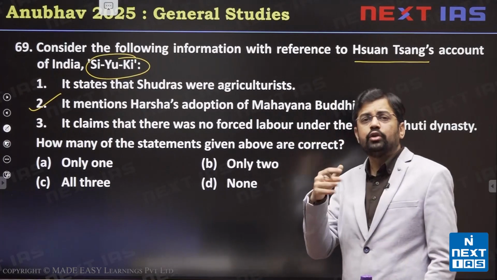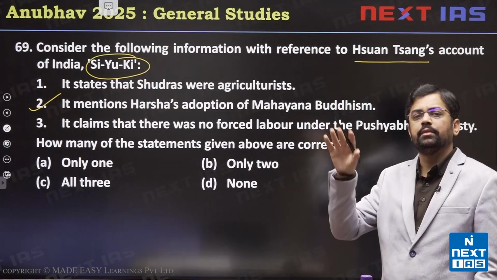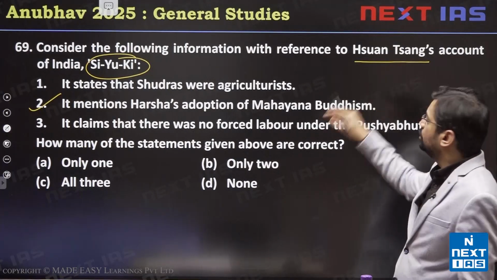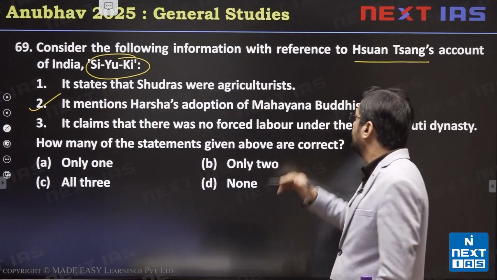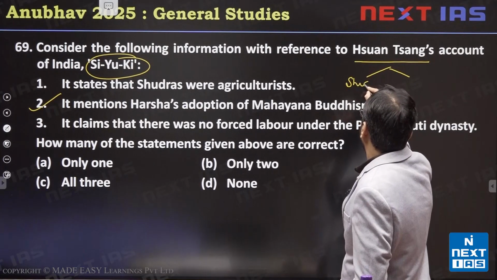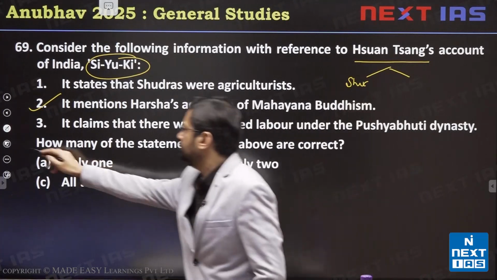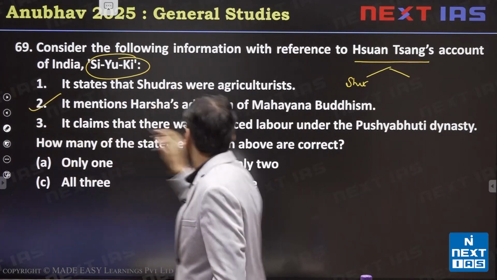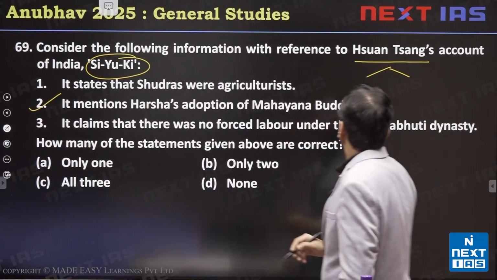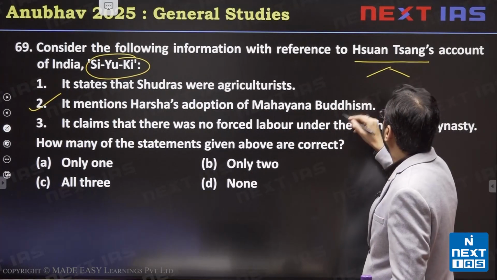So, he is going to make a commentary on the political system, administrative system, also on the economic and social life. So, when he is going to observe the social life, he is going to say that there are going to be two categories of people, Shudras. So, he is going to say two categories of people.